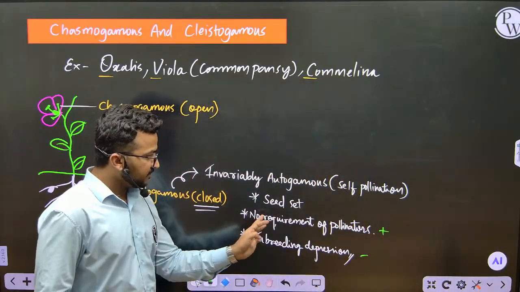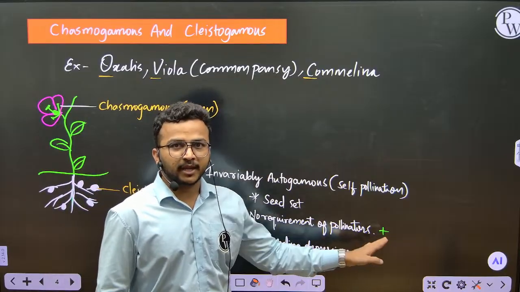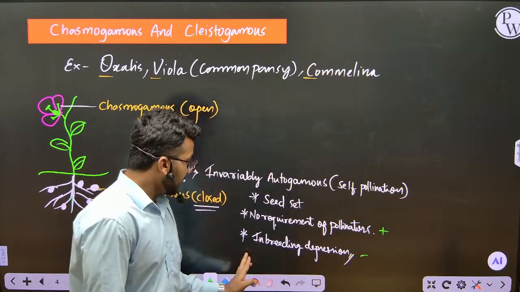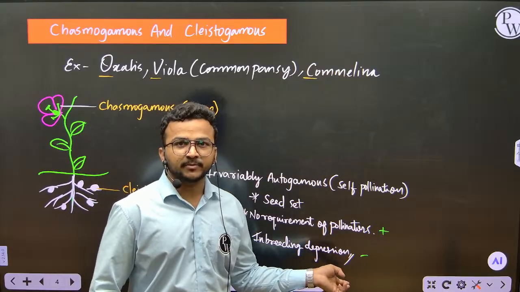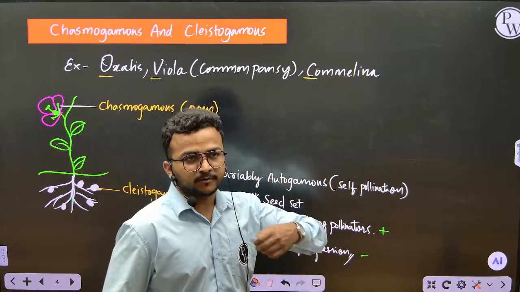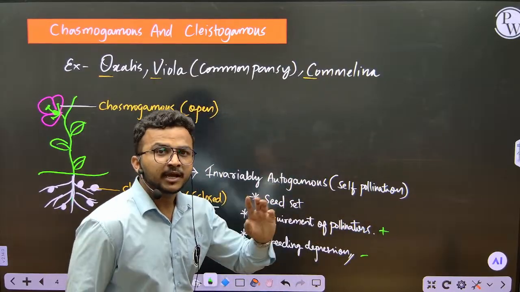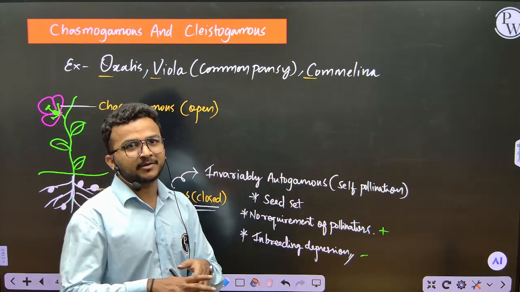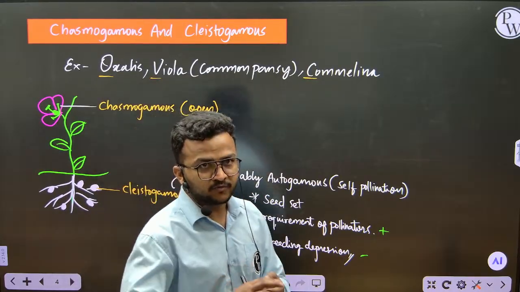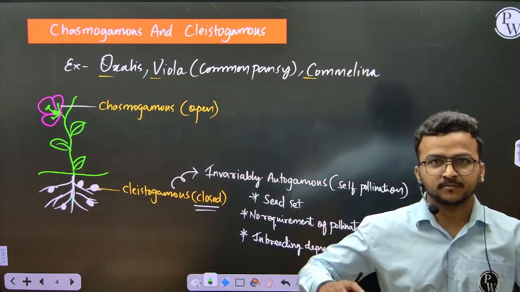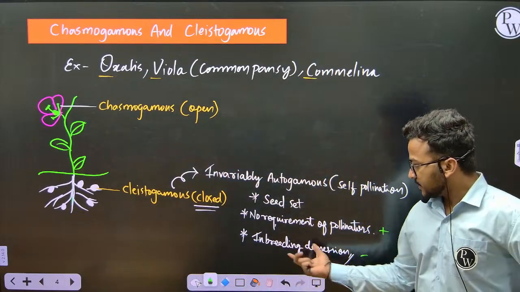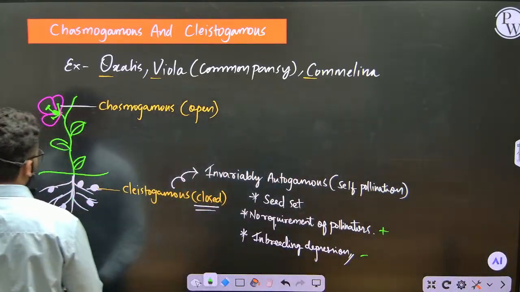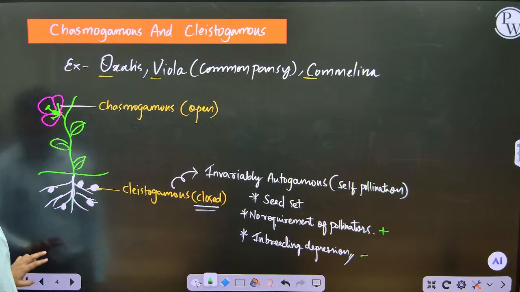And the positive of this one is no requirement of a pollinator, so it can happily undergo pollination and fertilization. And the disadvantage is it may undergo inbreeding depression. The coming variety of the new generation may have some problems. That plant may not live for longer. It may undergo some diseases and all. That is nothing but inbreeding depression, we call this. Regarding this, we'll discuss in the next session. So that is about the Chasmogamous plant.